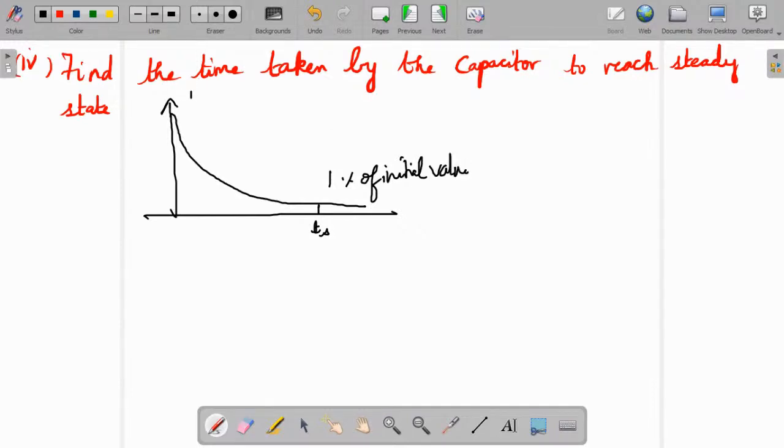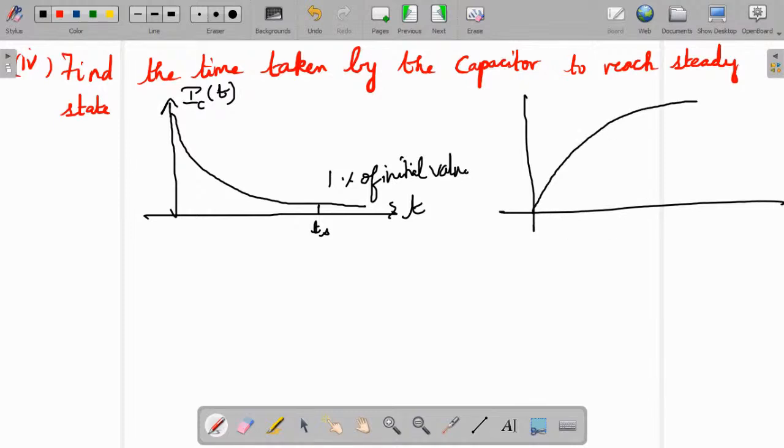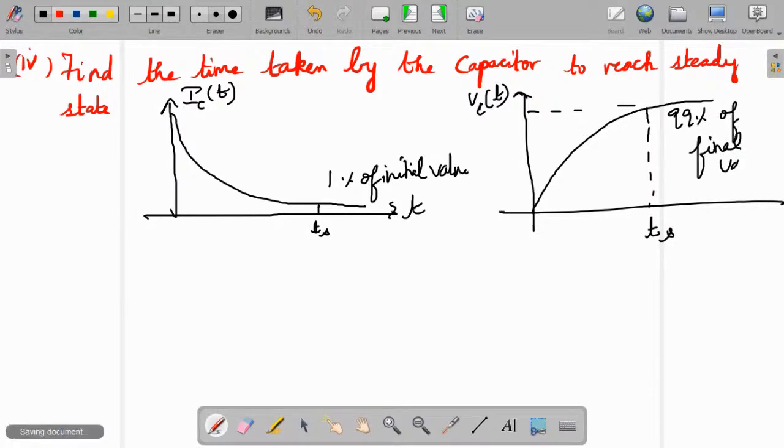Okay, if you are considering IC of t, take the IC of t equation and substitute 1% of initial value. Or if you consider VC of t, then it is 99% of final value. It is exactly opposite to the inductor. Okay, so be careful. So here it will be Ts, this is 99% of final value. So whichever you take, you will get the same answer.